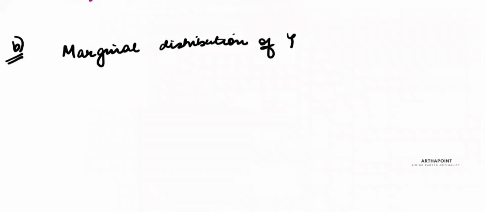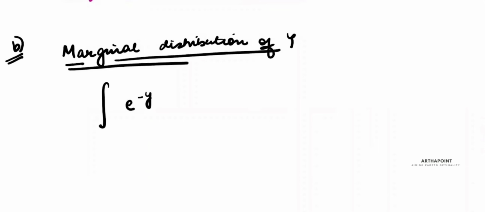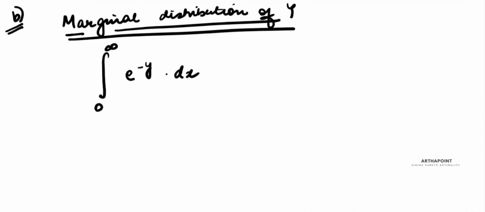So what can I do? I can go ahead and integrate my function. My function is e to the power minus y. To find the marginal distribution of y, I will integrate over all possible values of x, so dx from 0 to infinity. When I do this, I will get e to the power minus y.